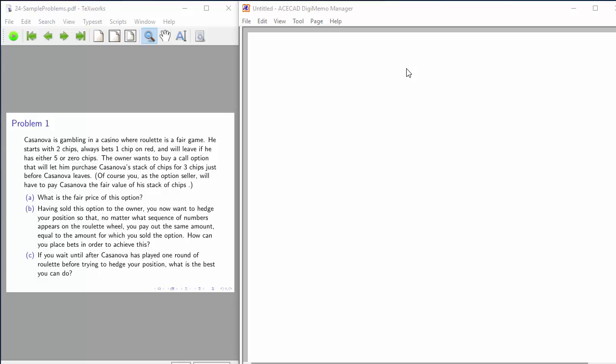Here are the sample problems for Math 117, Class 24. The point of these is that there's really nothing special about stock pricing. Given any martingale, you can invent options, figure out the fair price for these options, and design hedging strategies related to them. So here's the first problem.